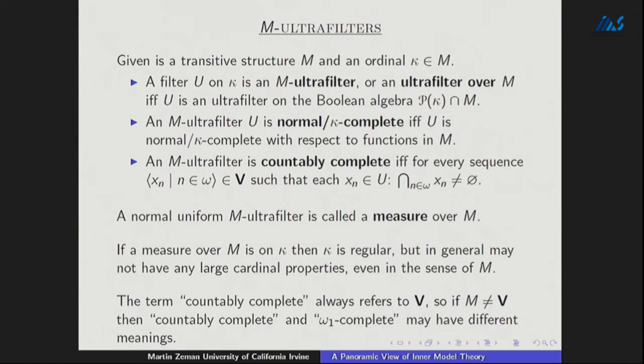Then I have this notion which appeared in the literature. When I say countably complete, that's something different from kappa complete. By that I mean, referring to V, that whenever I pick a countable sequence in V of sets such that each of them is in U, then the intersection is non-empty. And I call that a measure over M. Then you can prove all kinds of things. For example, if you have such a measure on kappa over M, then kappa is regular, but it may not have any large cardinal properties, because the model doesn't see the measure.